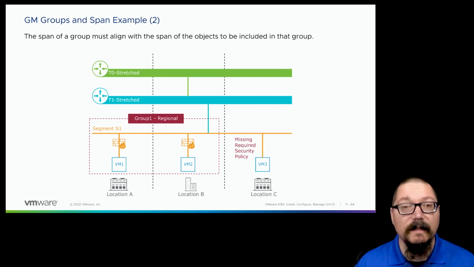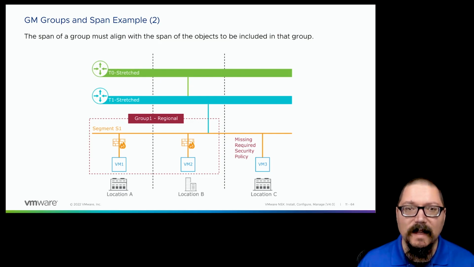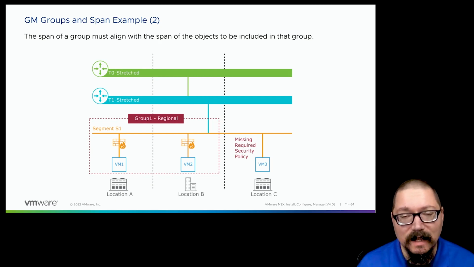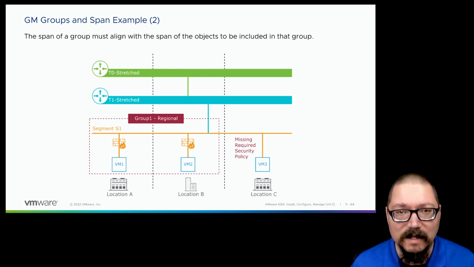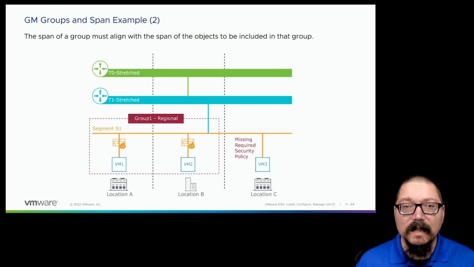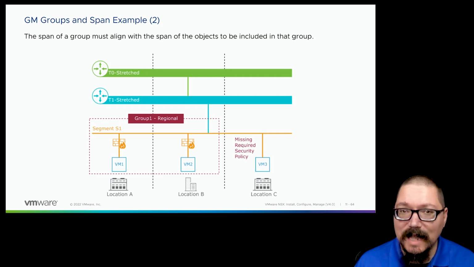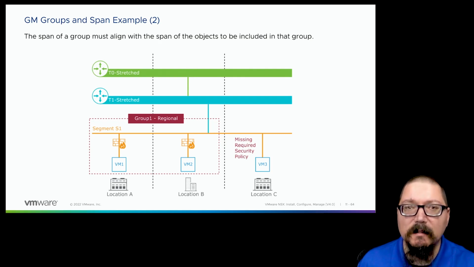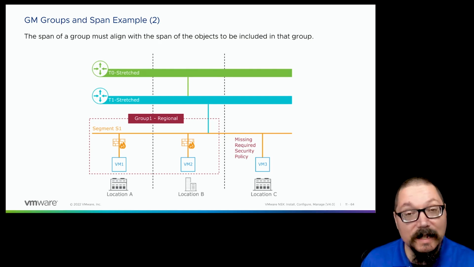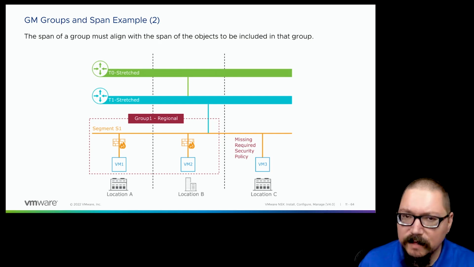So the group span and the segment span. If the segment is my membership criteria, or if I'm going to have workloads in this location, hypothetically, my group should probably span all of the different locations where my workloads might exist. So this is a case of how not to do it. Because in this diagram, this virtual machine in location C doesn't become a member of the group. Because it doesn't become a member of the group, it doesn't have the right security policies applied, or the expected security policies at least. So we want to be careful with that.